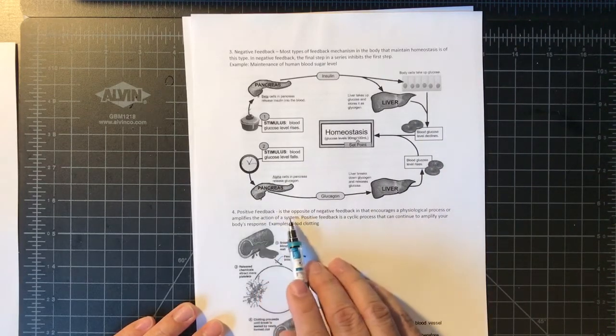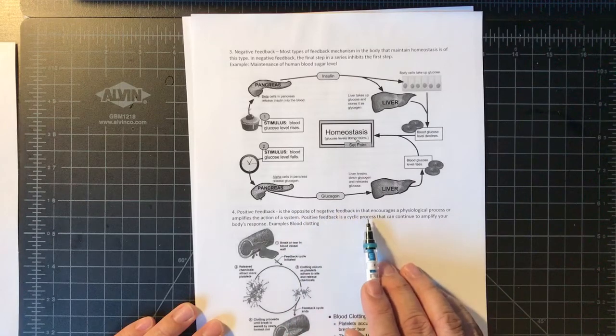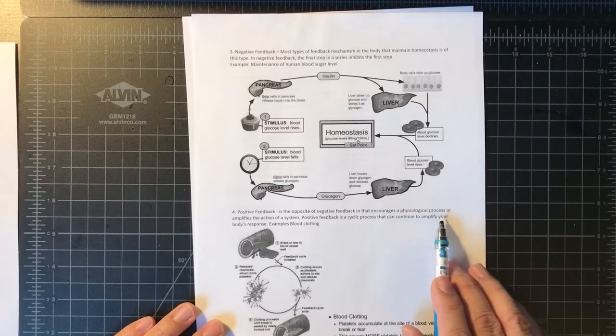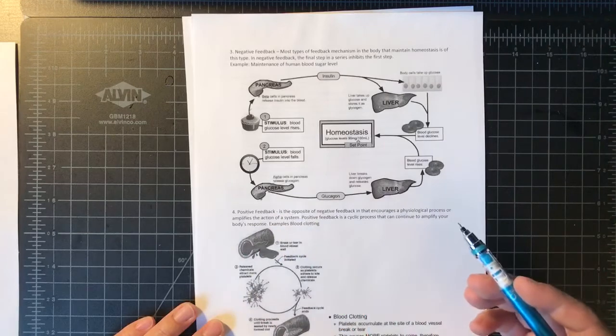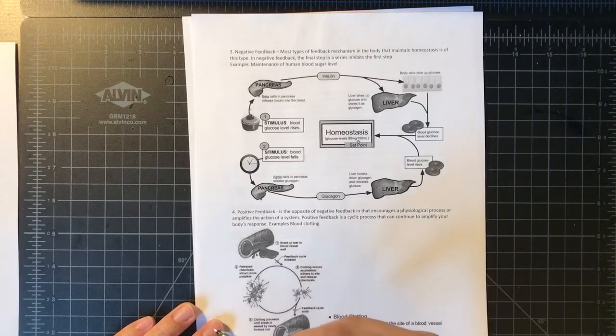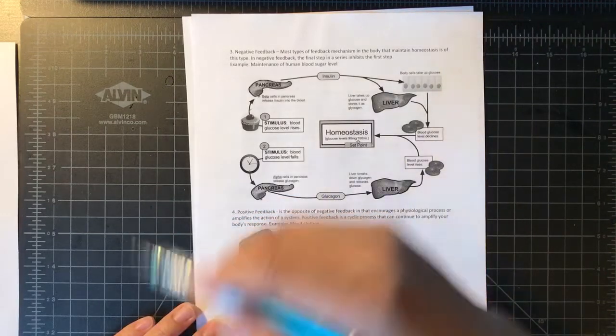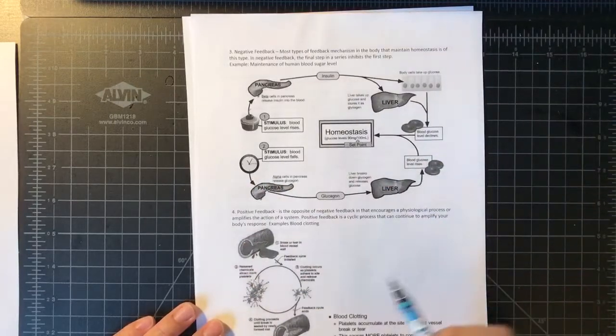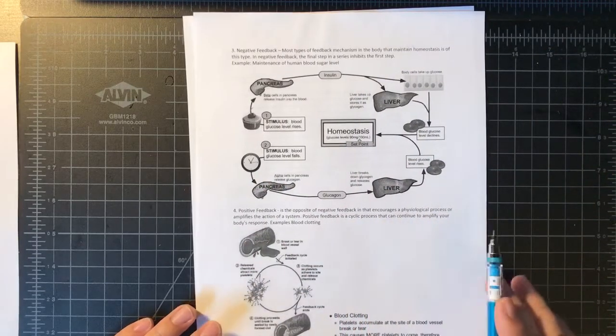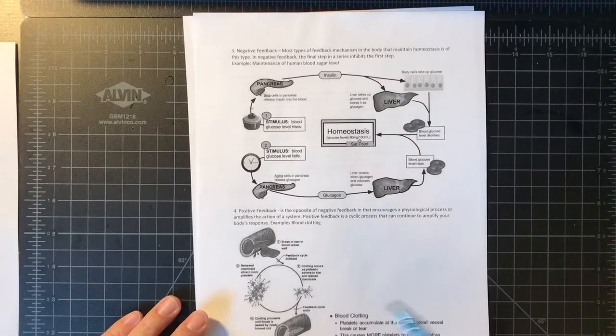Well, positive feedback is the opposite of negative feedback. It encourages the physiological process or amplifies the action of the system, which means that if something occurs that goes one way, it will cause it to go in that same direction. Positive feedback is a cyclical process that continues to amplify your body's response.